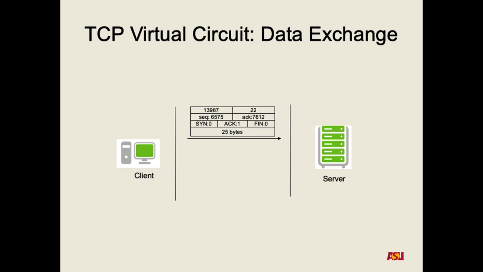25. Yeah. So what the server is going to do is actually a fairly simple concept. The server is going to increment the client's sequence number by 25, and acknowledge that and say, I've seen up to this byte. So this is exactly what happens. The server says, my sequence number is still at 7612 because I haven't sent you any data between here. And I'm acknowledging I've seen up until byte 6600.